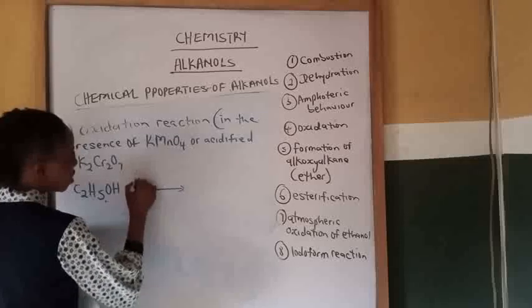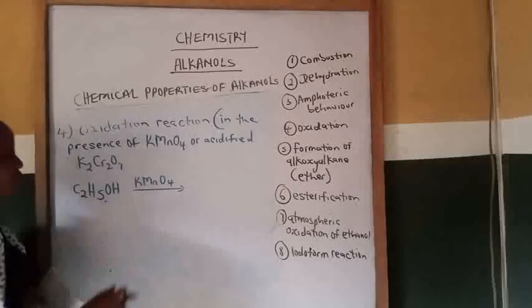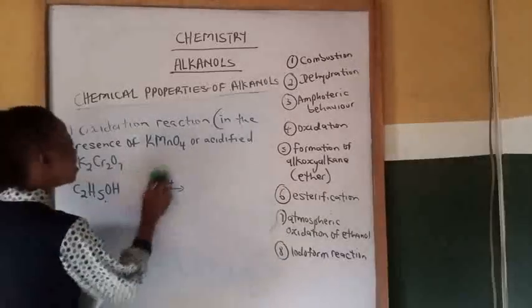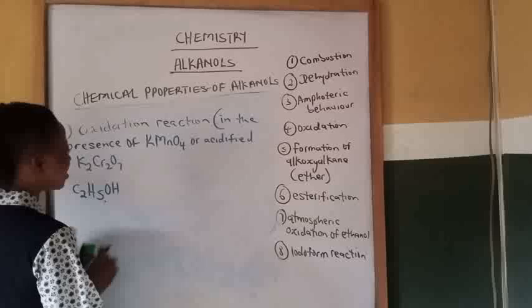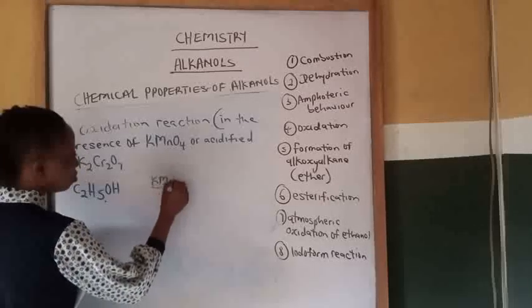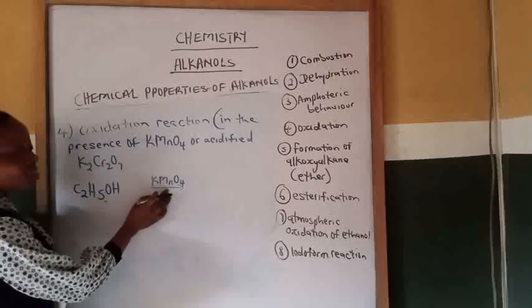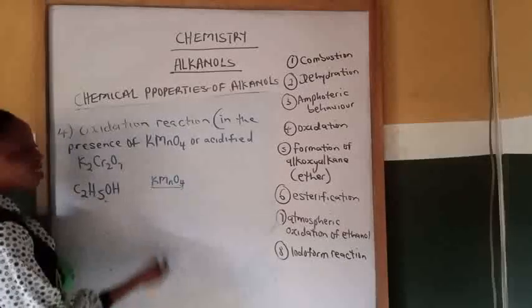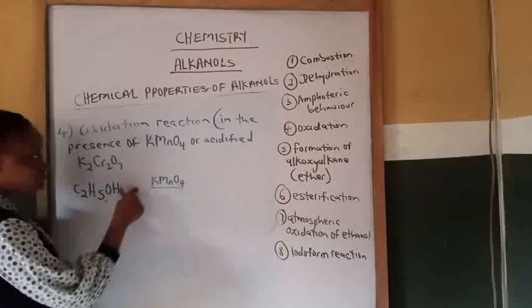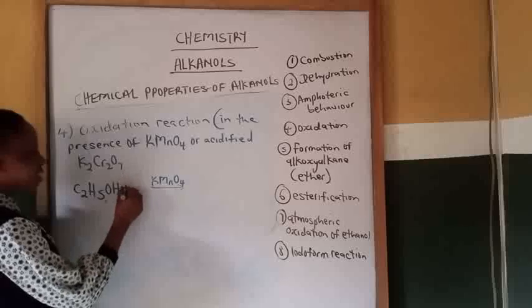It will take place in the presence of what? KMnO4. Then your KMnO4 is what? Your oxidizing agent. So then what is oxidation? These are oxidizing agents. What is oxidation? Oxidation means what? Addition of oxygen. So you add oxygen from an oxidizing agent.